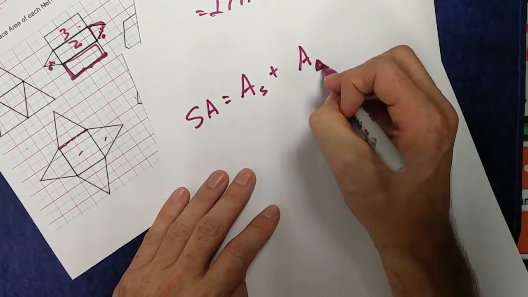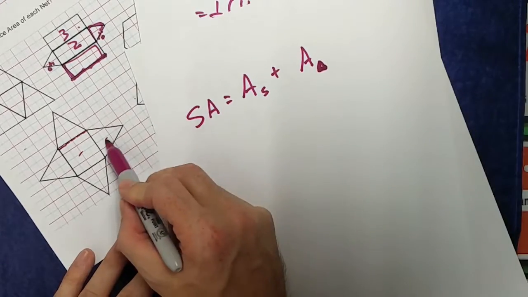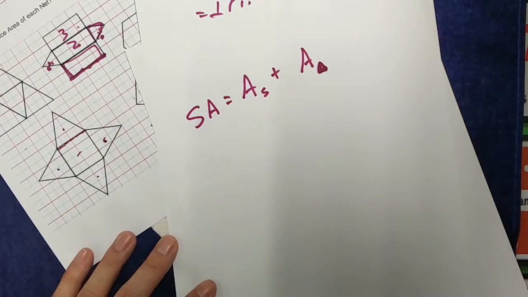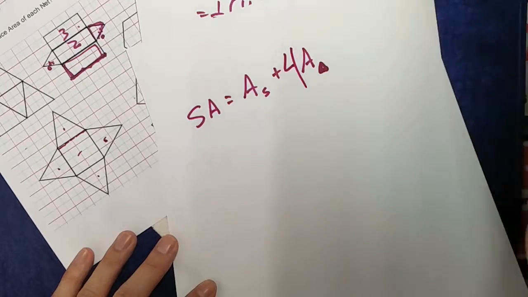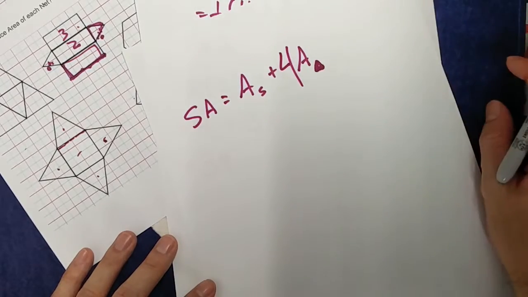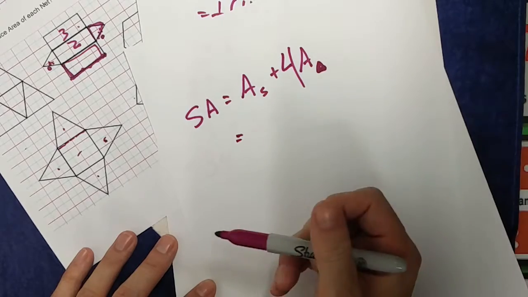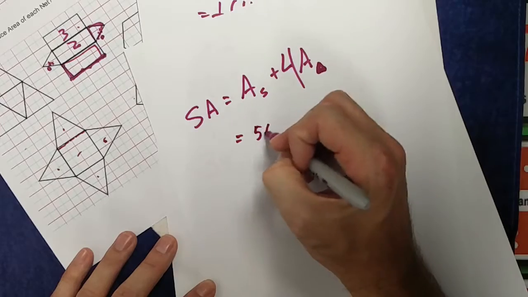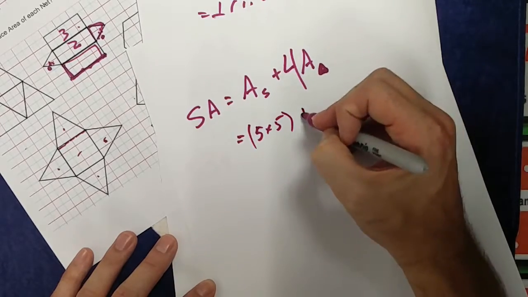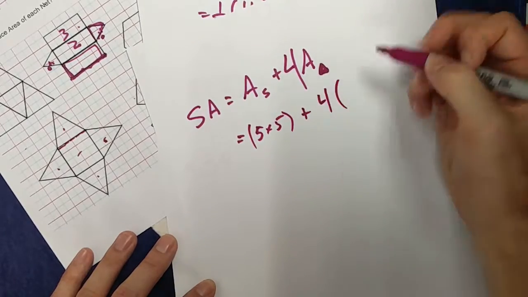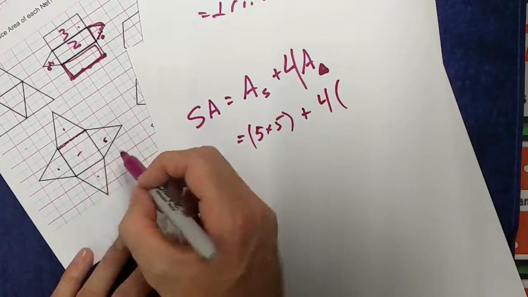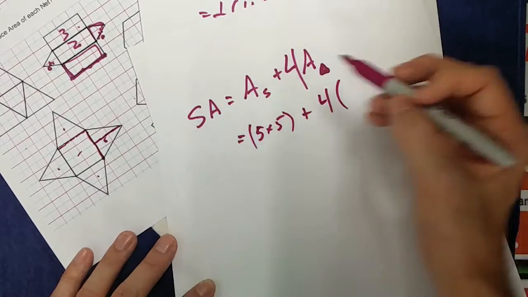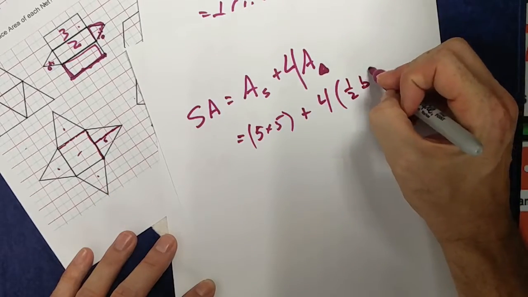Is it the area of just one triangle, or is it the area of 1, 2, 3, 4 triangles? So there's 4 triangles that are all the same. So it's 4 times the area of that triangle. All right, let's look at this. The area of this square is 5 by 5. So that's 5 times 5, right? And then I'm going to add on 4 groups of, what's the area of this triangle? This triangle here has a base of 5 with a height of 4. So it's half of my base times height.